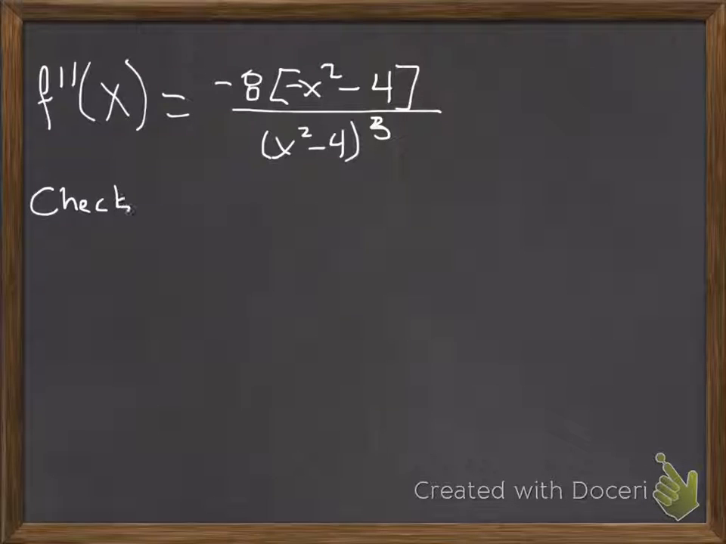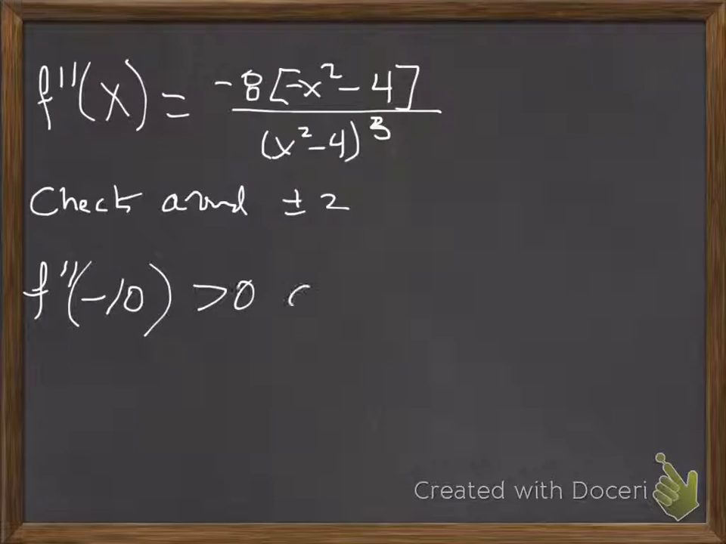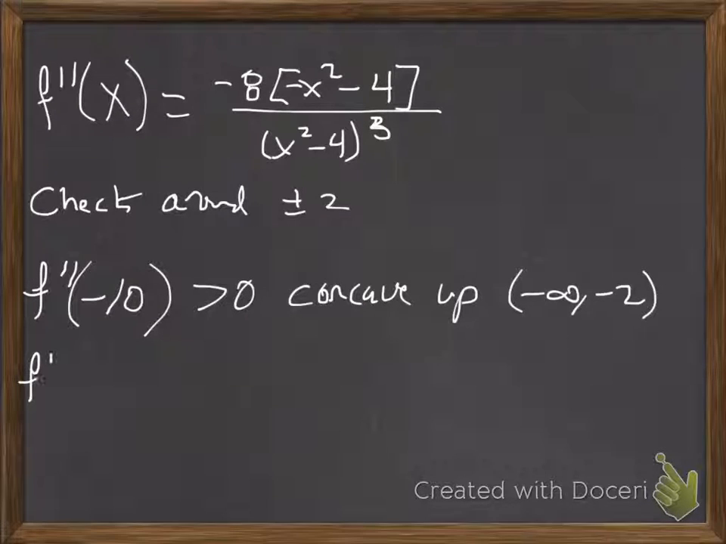Now we're going to check for concavity. Okay, so we're going to check around plus and minus 2. That means we just need to pick a number less than negative 2, between negative 2 and 2, and greater than 2, and that'll tell us about the concavity. Okay, if I plug in negative 10 in the second derivative, I'm going to get a positive number. So that means we are concave up from negative infinity to negative 2.